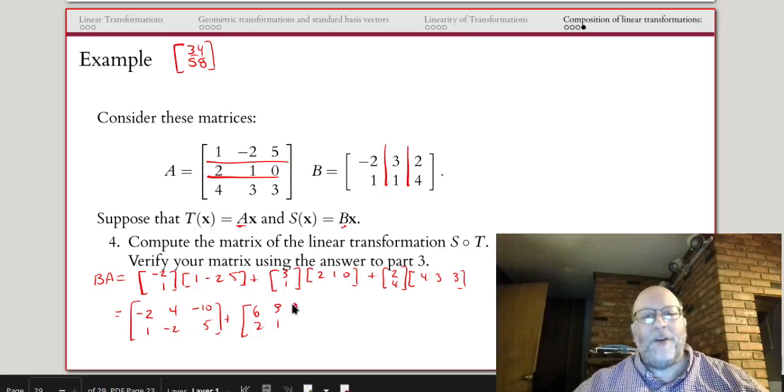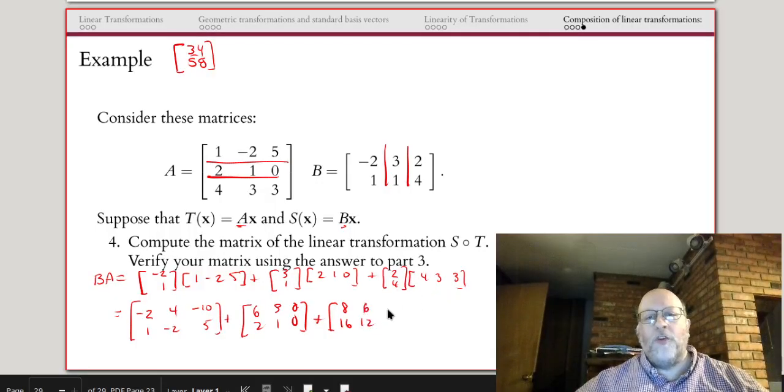All right, 0, 0. And then the last matrix, 2, 4 times 4 is 8 and 16. 2, 4 times 3 is 6 and 12. 2, 4 times 3 again is 6 and 12. So we're going to add all these together.